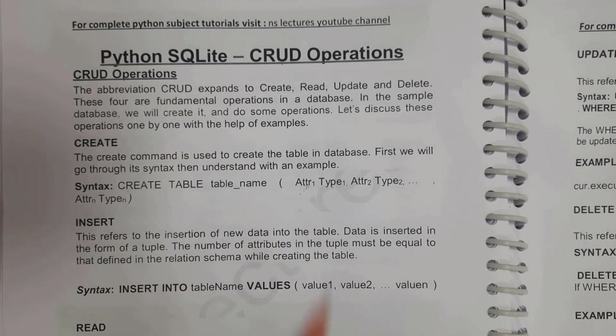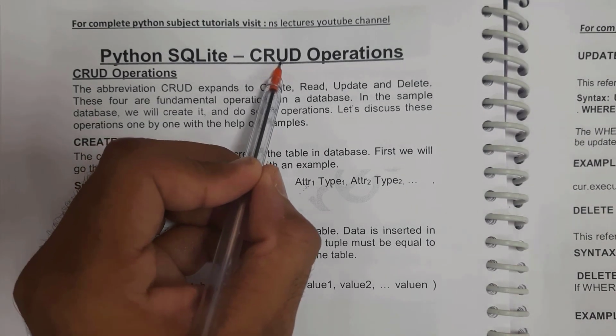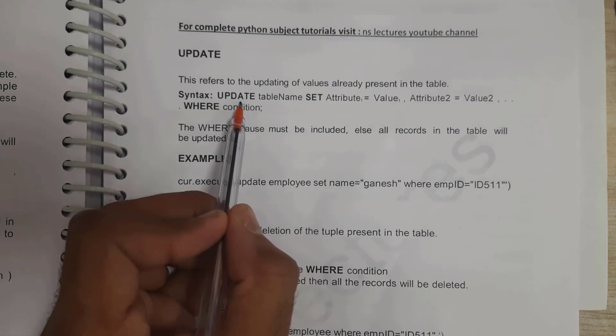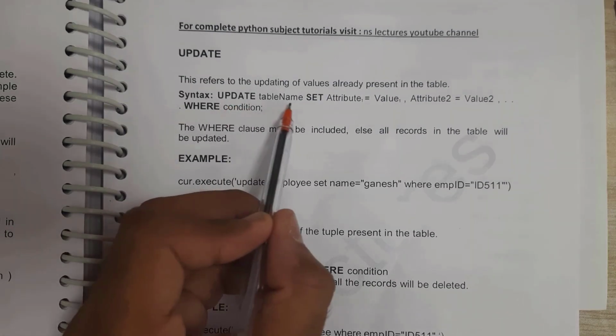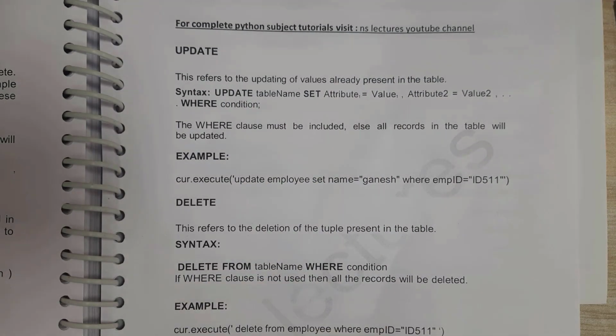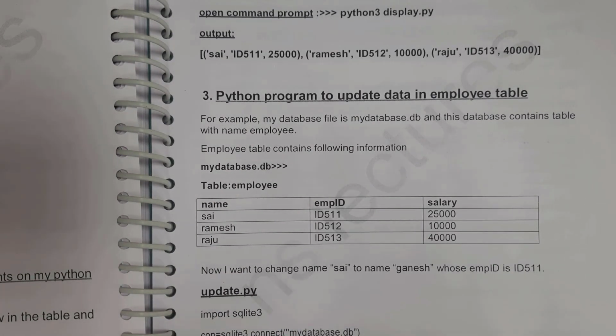Next, U stands for update. Update is nothing but updating values that are already present in my table. Guys, this is syntax in order to update values that are present in my table. At first you need to write update command and table name. Here you need to write set and here you need to give values which you want to change. Guys, this is program in order to update data which is present in employee table.